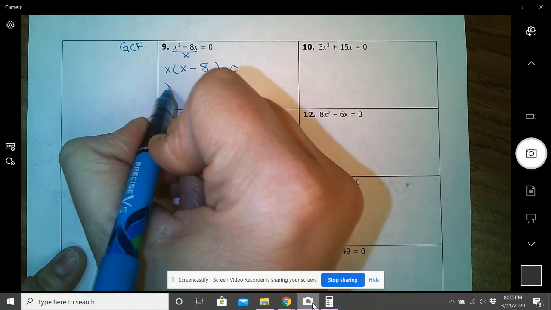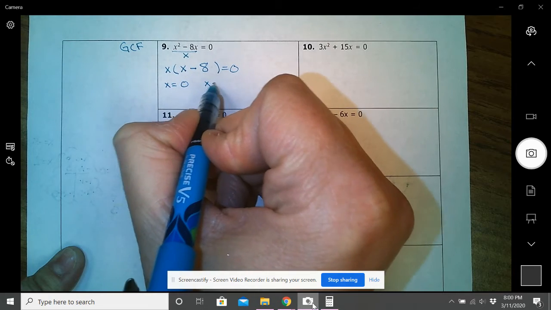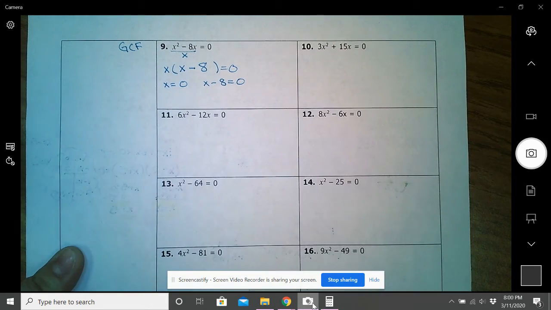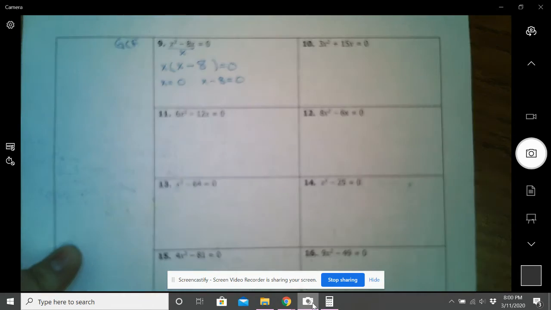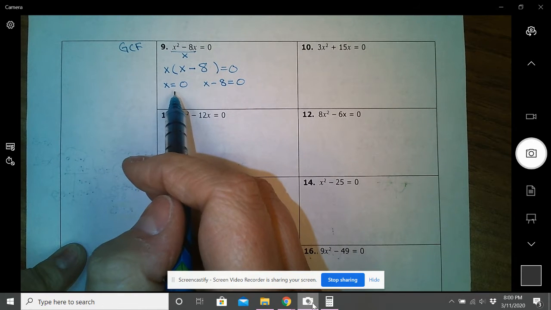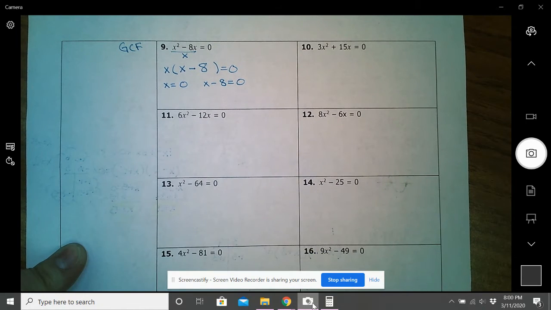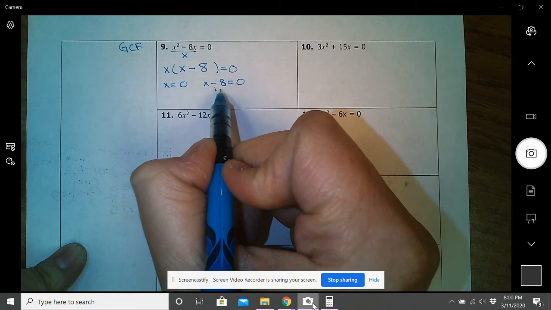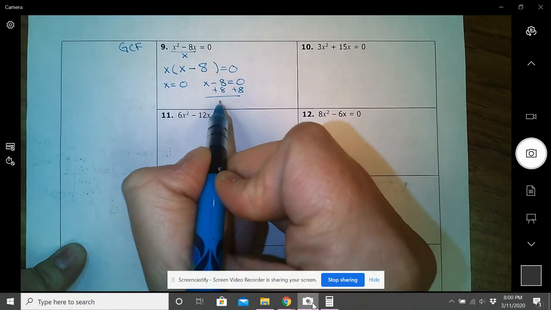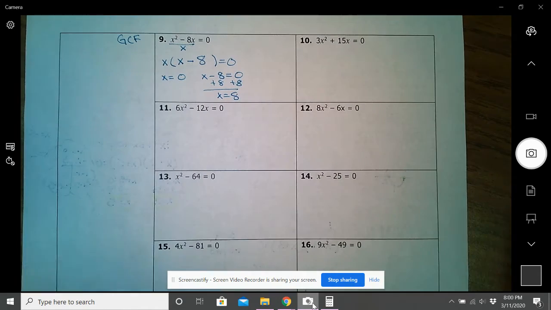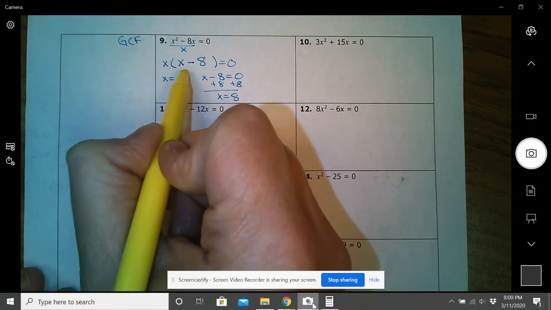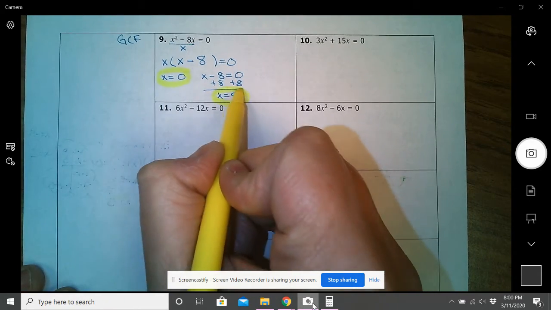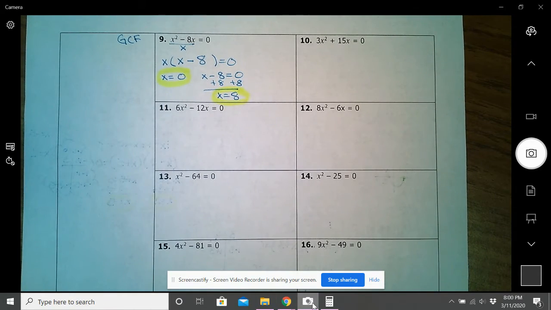So if I set each factor equal to 0, it would look like this. x equals 0 and x minus 8 equals 0. This is already solved, so that was easy. This one I need to add 8 to both sides to solve, and I would get x equals positive 8. So here are my two solutions. x equals 0 and x equals positive 8.